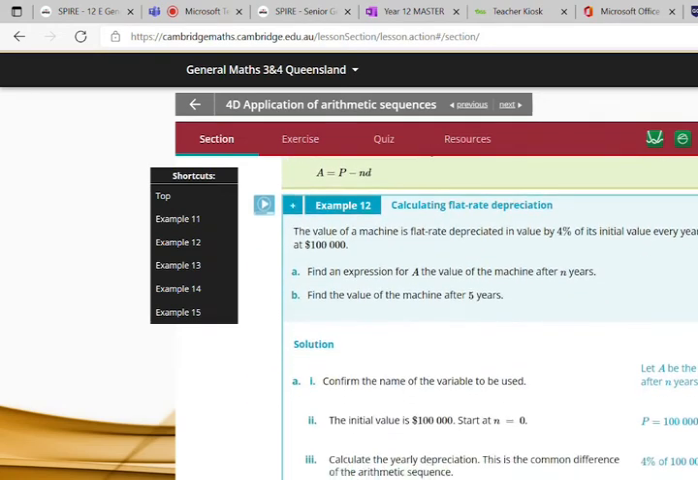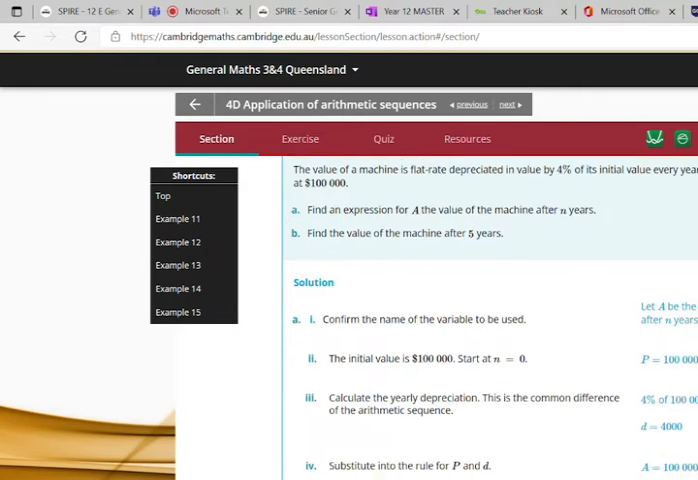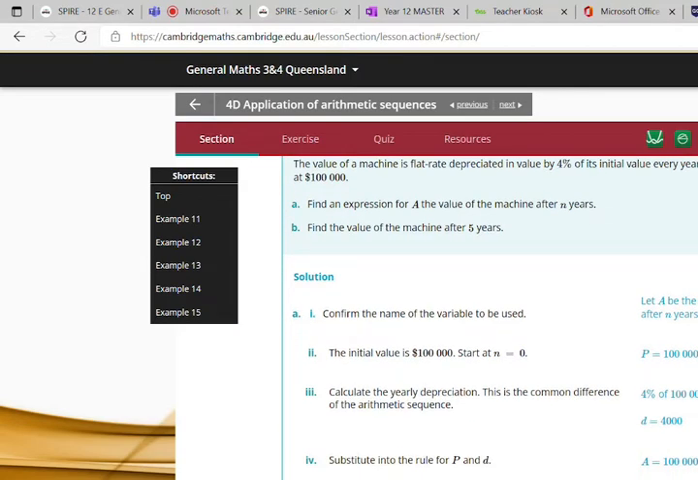The value of a machine is flat rate depreciated by a value of 4% of its initial value every year. The flat rate depreciation simply means that it's the same every year. It doesn't ever change, right? Which is an unlikely scenario, right? If you have an old car, then in the first year it probably depreciated a lot. The second year not so much, then not so much, then not so much. But then as it got older, a lot more, right? So it's usually not constant, but we have to think of these as constant in order to make these work. So if you're thinking that doesn't sound right, it doesn't make any difference.